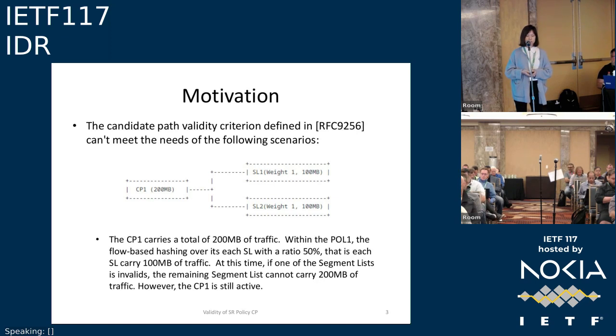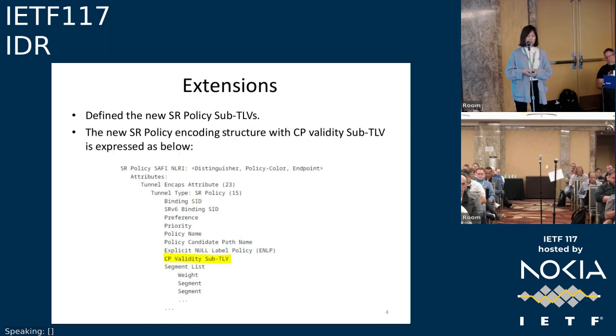candidate path one carries a total of 200 megabytes of traffic within policy one. The flow-based hashing always distributes traffic across each segment list with a ratio of 50% each. That is, each segment list carries 100 megabytes of traffic. And at this time, if one of the segment lists is invalid, the remaining segment list can't carry 200 megabytes of traffic. However, candidate path one is still active.